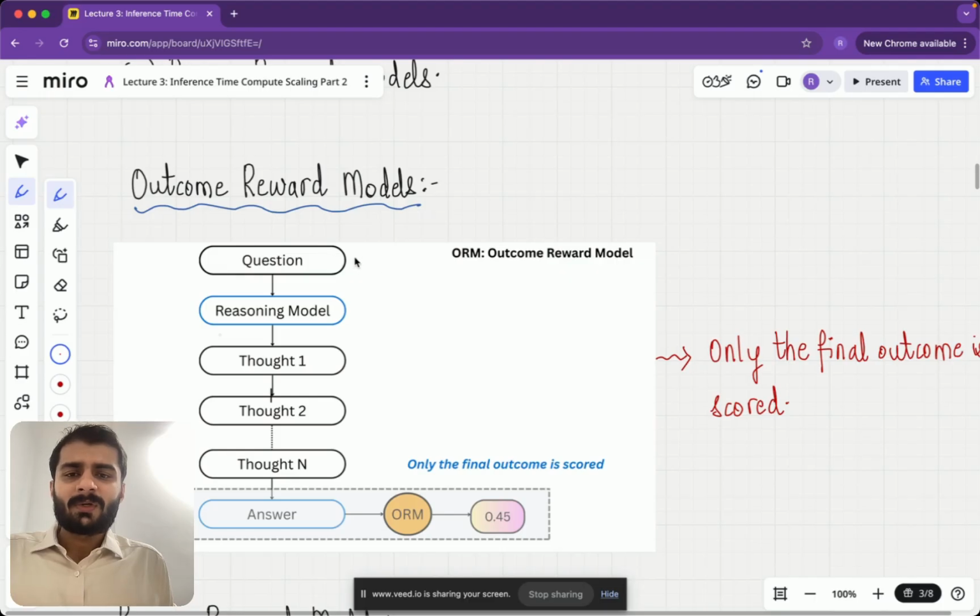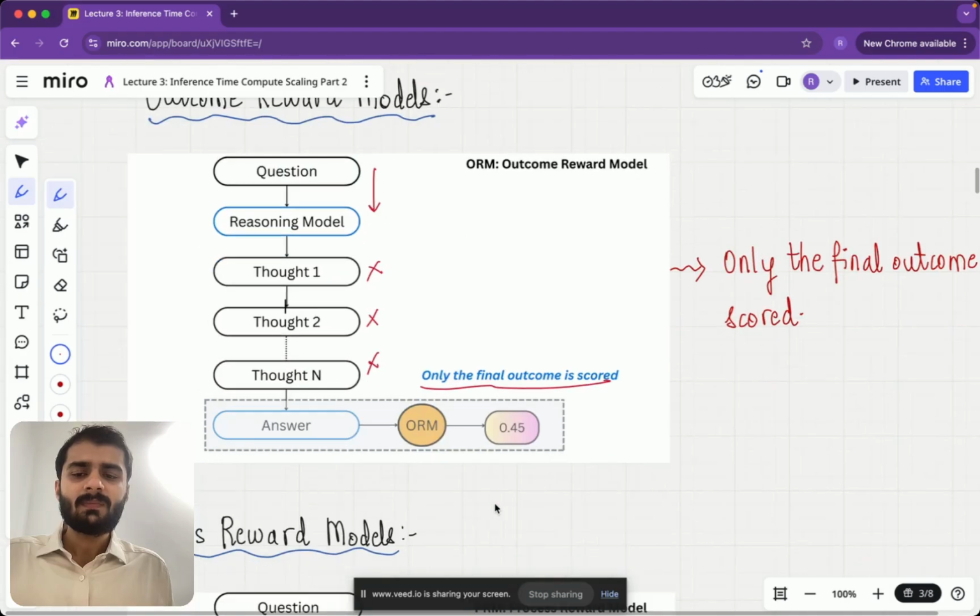So imagine that you have a question and you pass this question to a reasoning model. The reasoning model is going to give you a chain of thought. It's going to give you the thought process through which it thinks before it gives you the answer. Now, what the outcome reward models do is that they don't evaluate these thoughts. They don't care about the thoughts basically. They only care about the final answer and only the final outcome is scored. So here ORM represents the outcome reward model and 0.45 is the score which the ORM gives to the final answer.